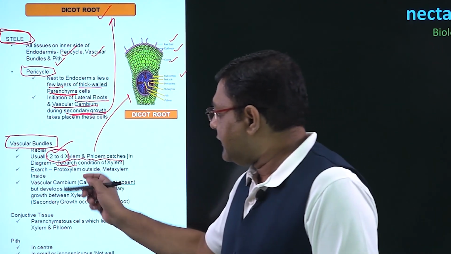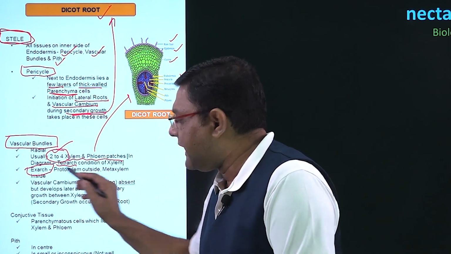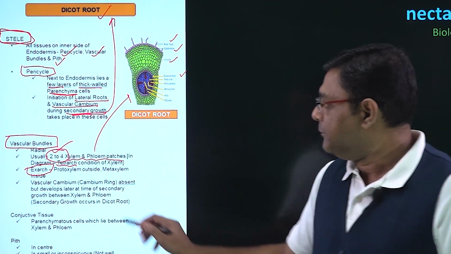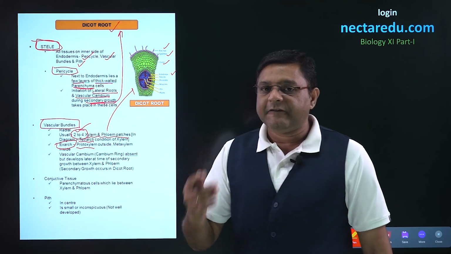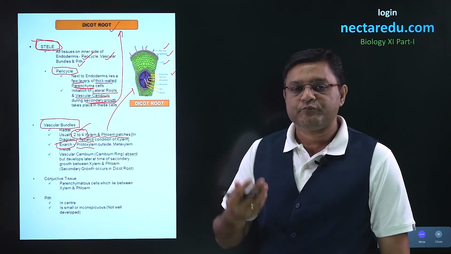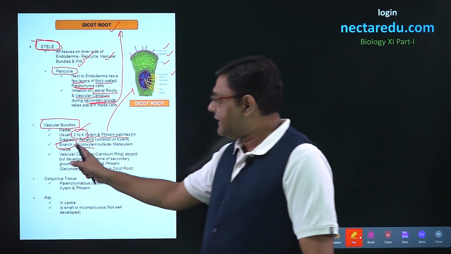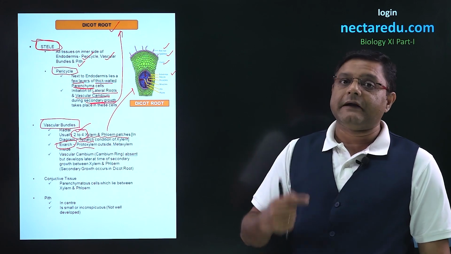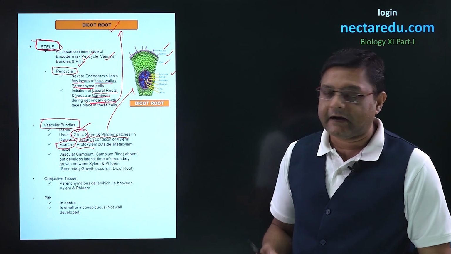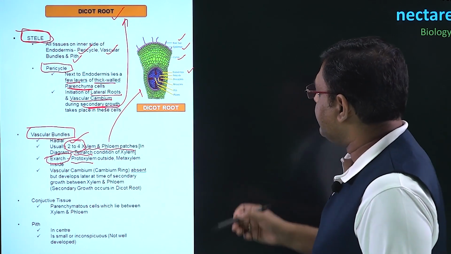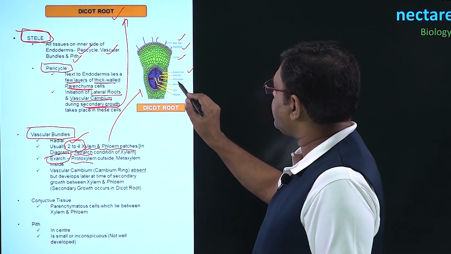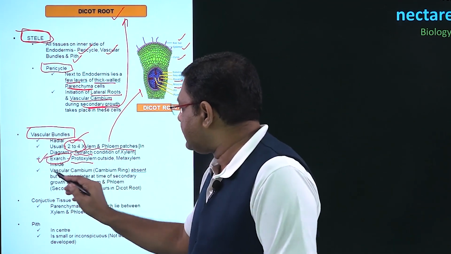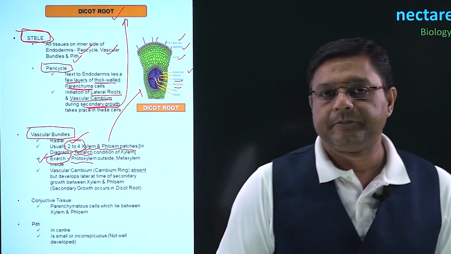Now, in the case of xylem, we call the xylem as exarch. Exarch or endarch condition is determined on the basis of protoxylem. If protoxylem is present outside, metaxylem is present inside, we call it exarch condition, and if protoxylem is present inside and metaxylem is present outside, we call it endarch condition. In this particular diagram, we can see that protoxylem is present outside and metaxylem is present inside. So, that is why exarch condition is present over here.